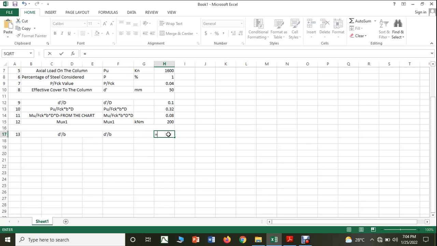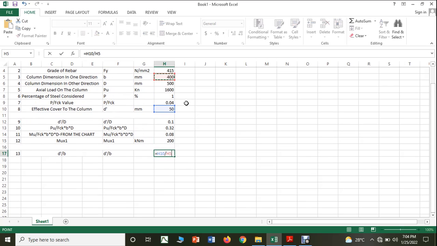No unit for this. What is the value of d dash? This divided by B value 400. That will give you 0.125. So I can go to the actual chart of 0.15 because 0.125 will not be available. You can go to the higher chart, that is 0.15. So that is d dash by D value.